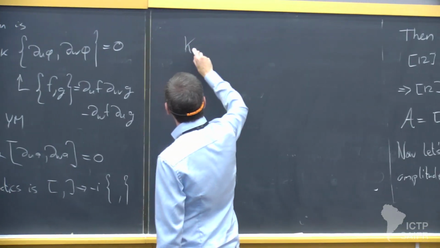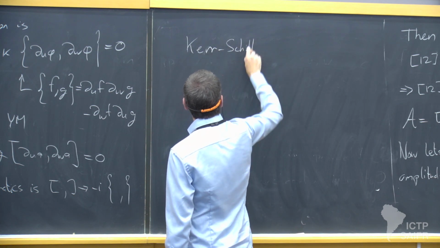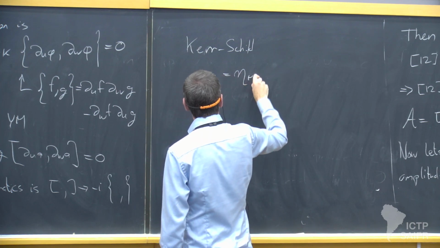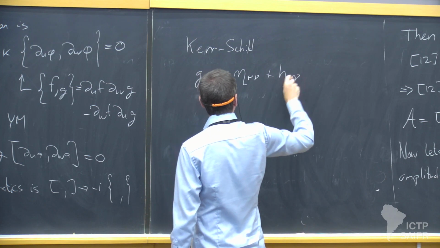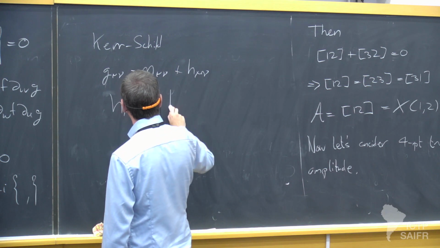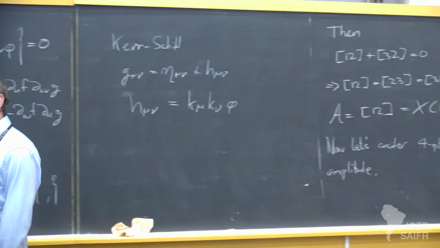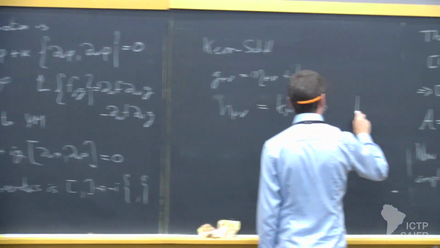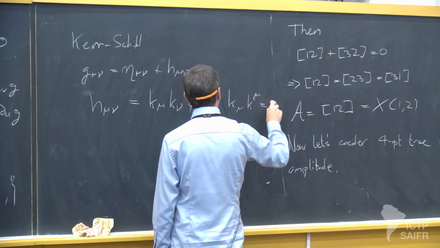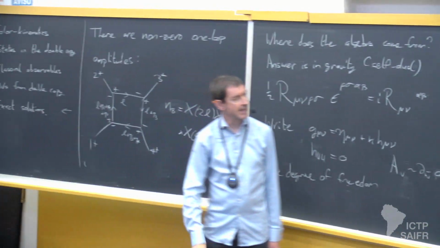So Kerr-Schild metrics. The exact metric would be something like g_{mu nu} equals eta_{mu nu}, and since I'm doing exact stuff, no need to put a kappa, plus h_{mu nu}, where h_{mu nu} is of the form k_mu k_nu phi. And these k's satisfy various identities like k squared equals 0. Okay, so this is the Kerr-Schild story. I'll say a little bit more about it in a later lecture.